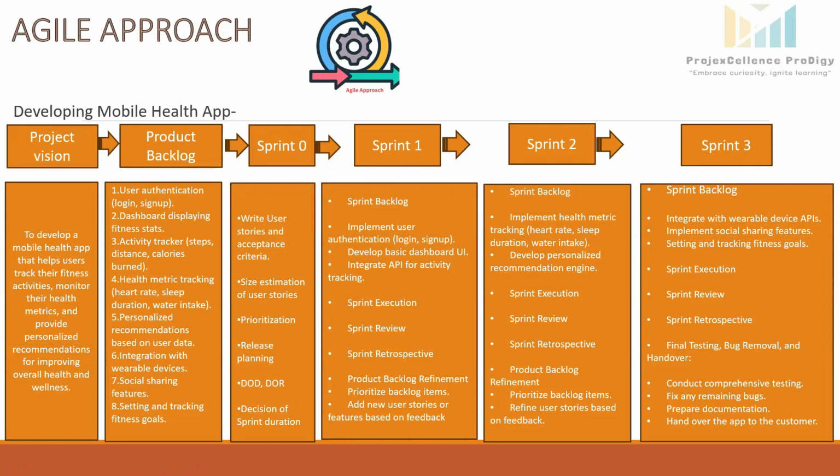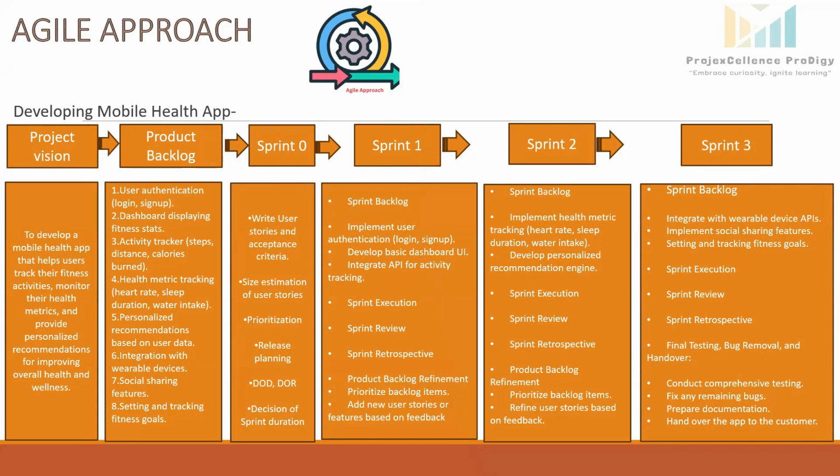Next, product backlog. So the product owner, he will collaborate with health experts, fitness enthusiasts, and potential users to create a prioritized product backlog list. Here you can see this mobile app should have 8 features mentioned here. So, like user authentication, for login and sign up, dashboard displaying fitness, activity tracker, steps, distance, calorie burned. These all are the almost similar features which every health app has nowadays, and we are using these. Health metric tracking, heart rate, sleep duration, water intake, personalized recommendation based on user data, integration with wearable device, social sharing feature, setting and tracking fitness goals. So after lot of discussion and data gathering, brainstorming, the product owner will come up with these features.